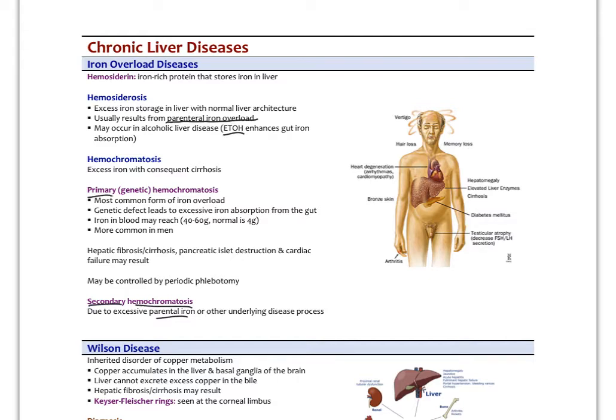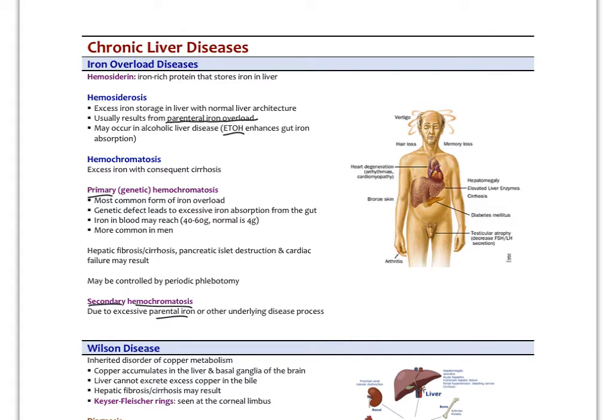And this can result in the body just holding on to too much iron and not excreting it properly. So we get iron overload, and so we get excess iron absorption from the gut. In the blood, iron levels can actually reach 40 to 60 grams. Normally we have about 4 grams of iron in the blood. And iron is very oxidative, so it's going to create more free radical damage and so forth. This is going to be more common in men.